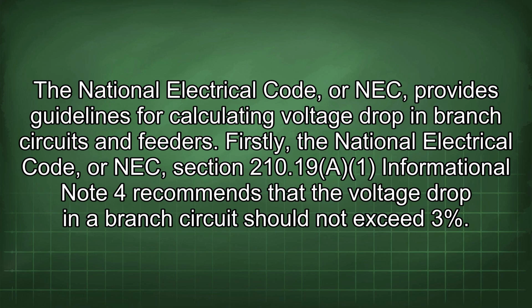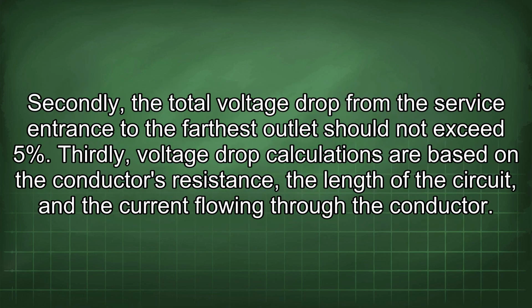The National Electrical Code, or NEC, provides guidelines for calculating voltage drop in branch circuits and feeders. Firstly, the National Electrical Code, or NEC, Section 210.19(A), Informational Note 4, recommends that the voltage drop in a branch circuit should not exceed 3%. Secondly, the total voltage drop from the service entrance to the farthest outlet should not exceed 5%.